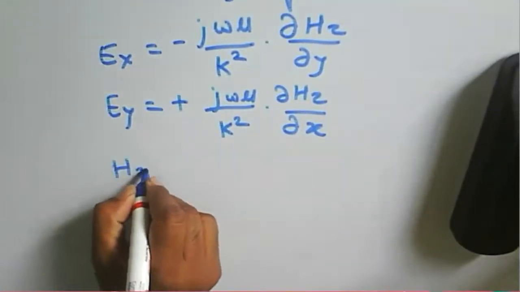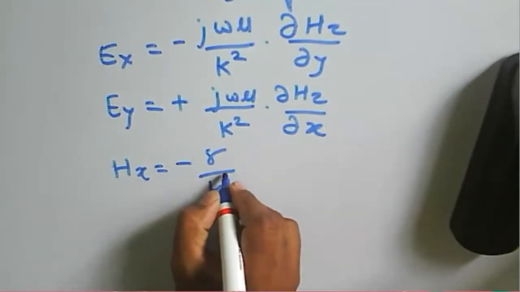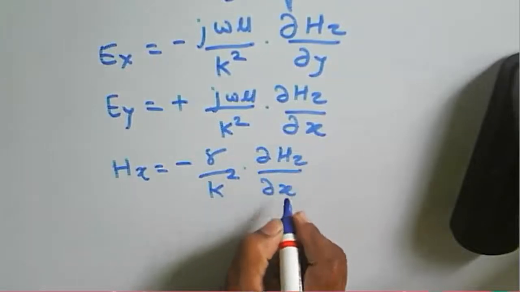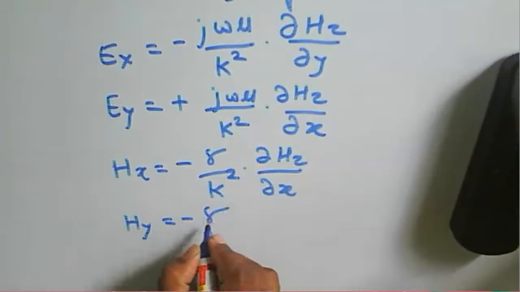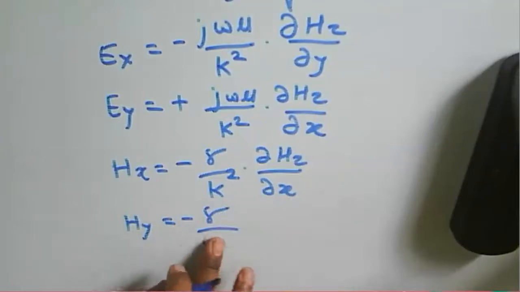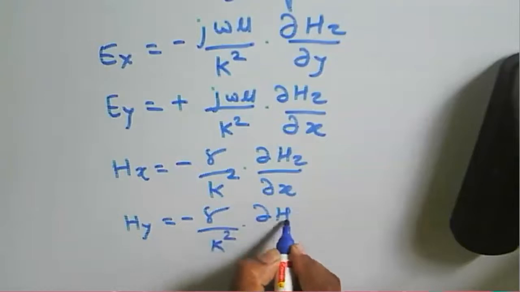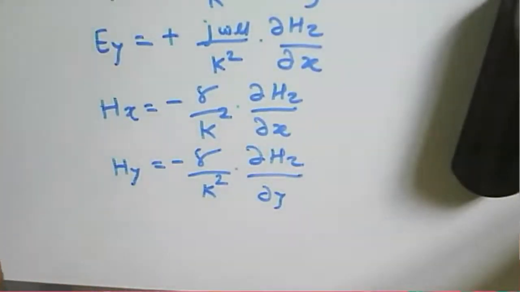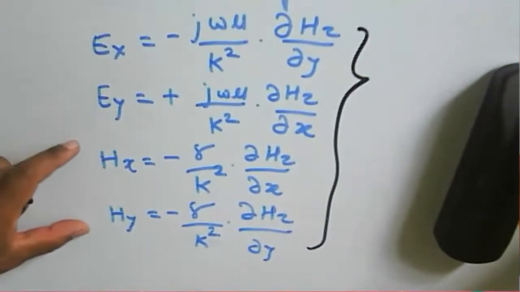Then Hx equals minus gamma by k square dou Hz by dou x, and Hy is equal to minus gamma by k square dou Hz by dou y. Now this one is about our expression. Now all these four equations: Ex, Ey, Hx, Hy.